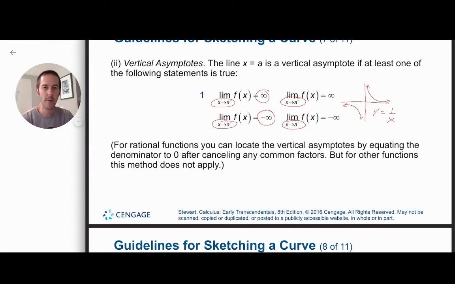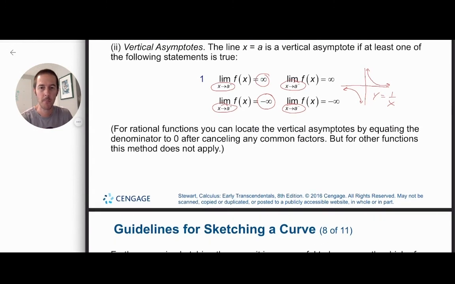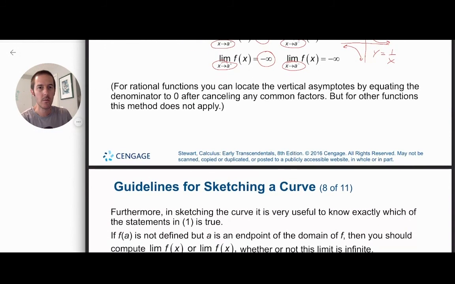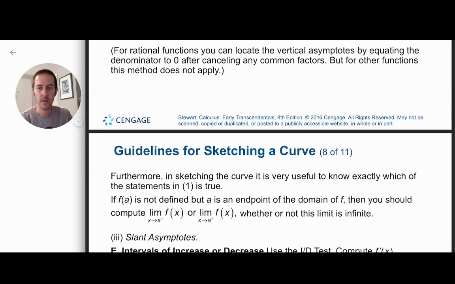The reciprocal graph. Here, as you see the curve coming in toward an x value of 0 from the right, the curve is going in the upward direction toward positive infinity, or as you approach 0 from the left, you see the y values going down to negative infinity. So they don't always have to be approaching the same value, positive or negative infinity.